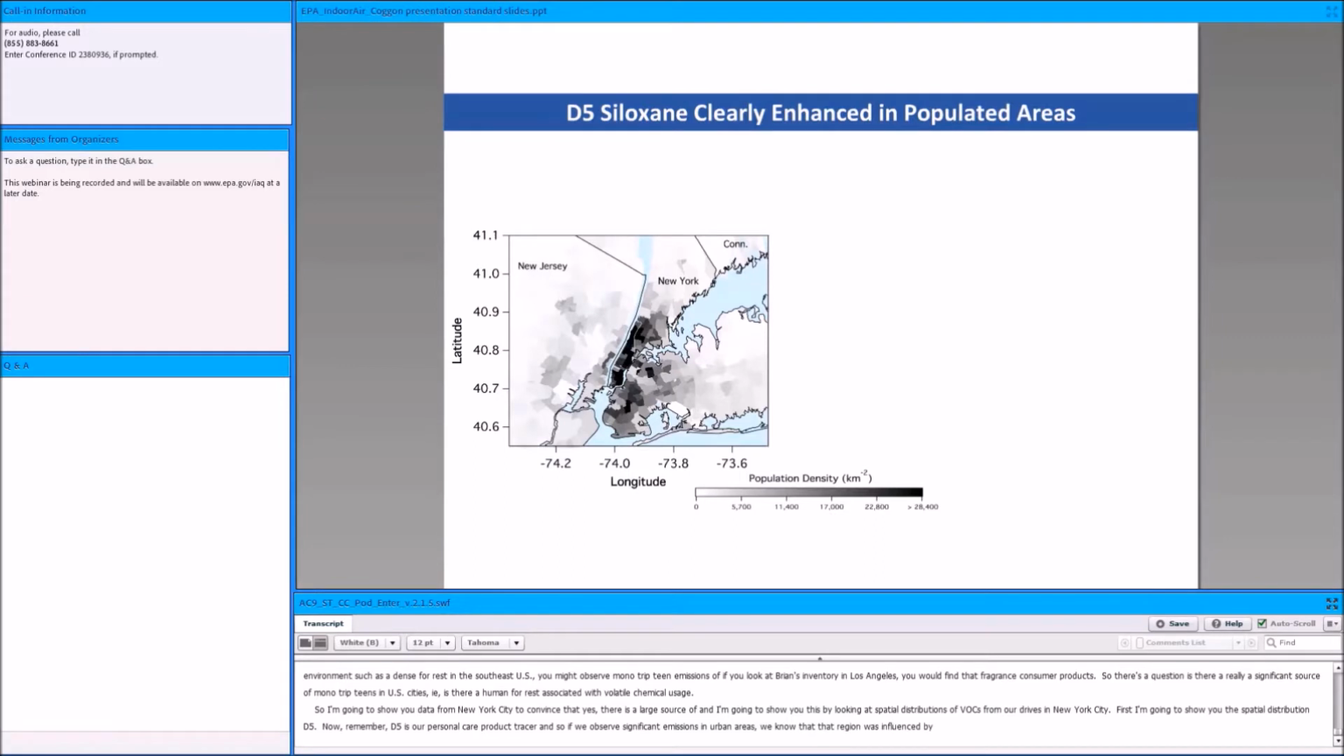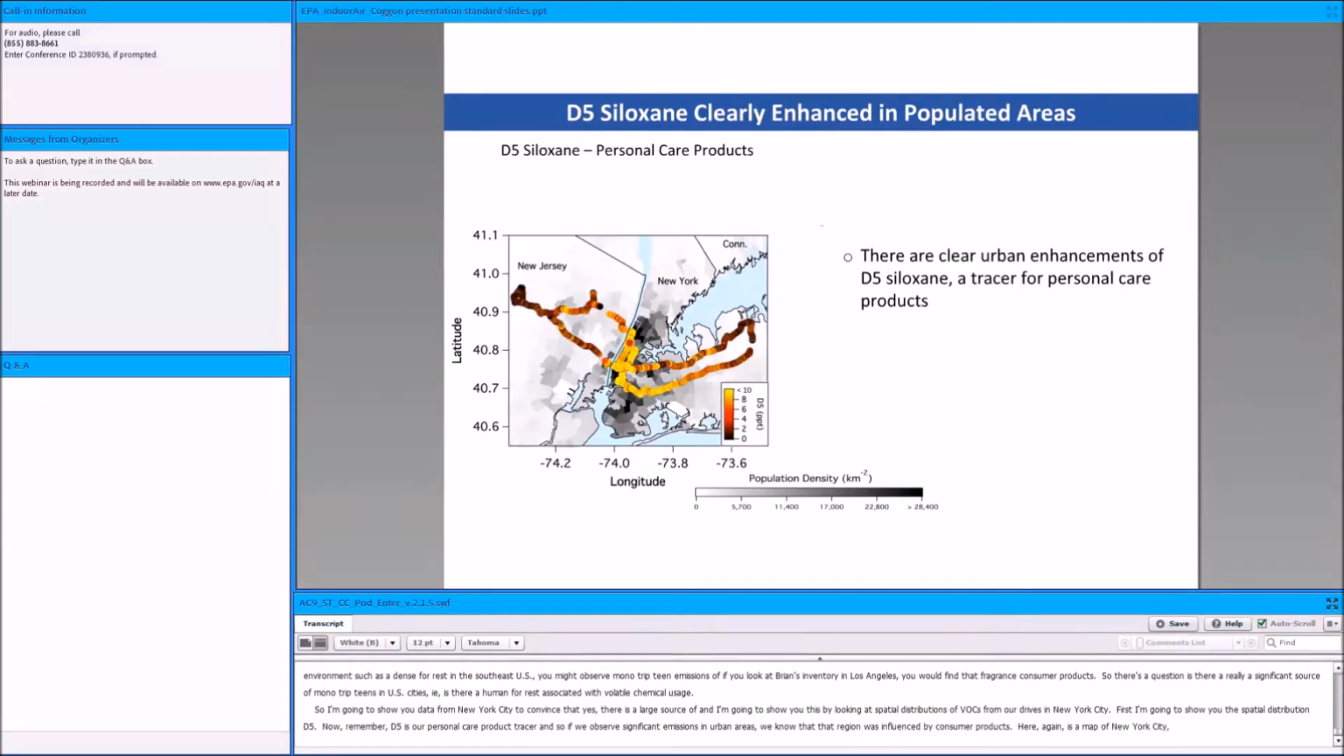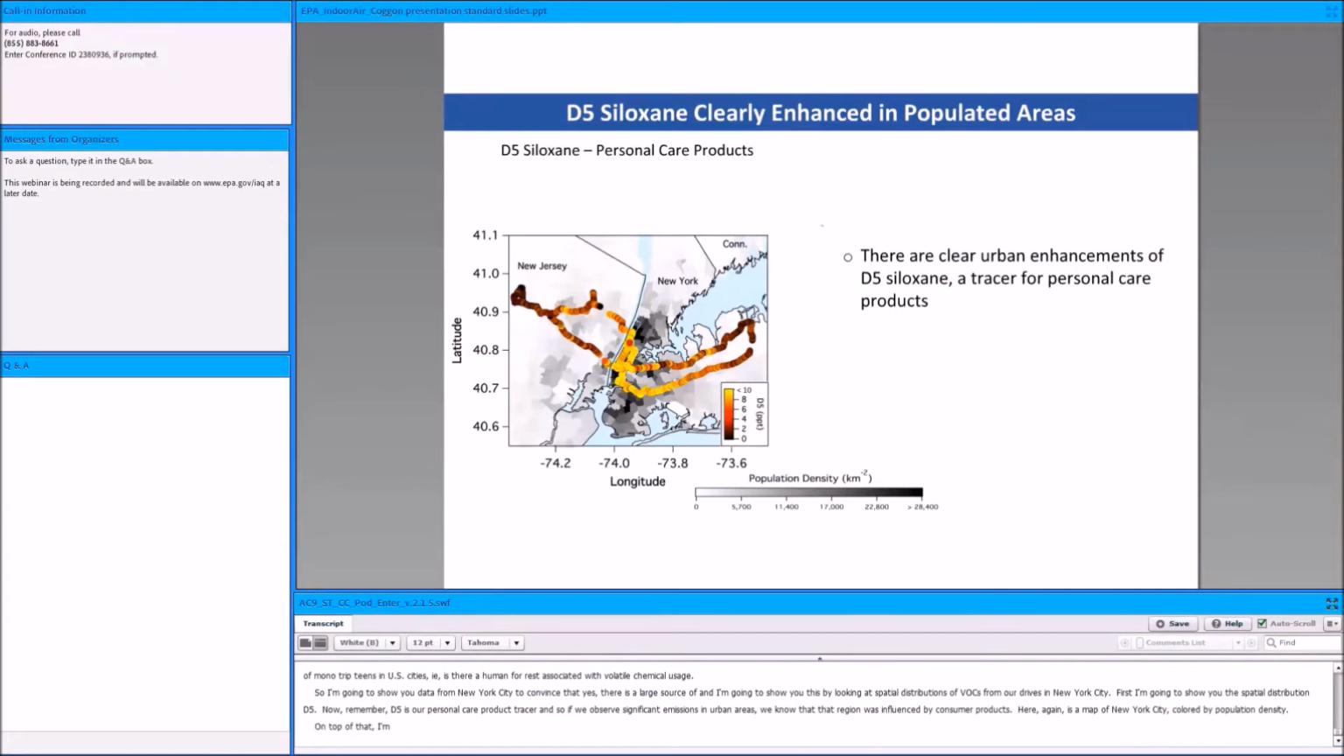consumer products. Here again is a map of New York City, colored by population density. On top of that, I'm going to put our drive track, and I've colored it by D5. And what you can see is that as we drive throughout the metropolitan area, there are enhancements of D5-siloxane in these really densely populated regions, primarily in Manhattan.